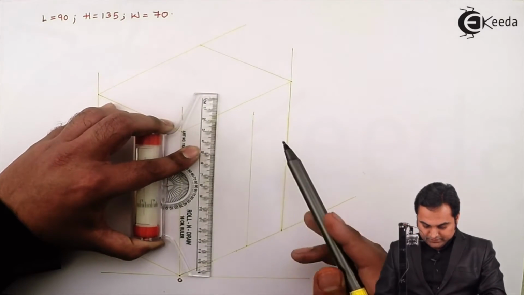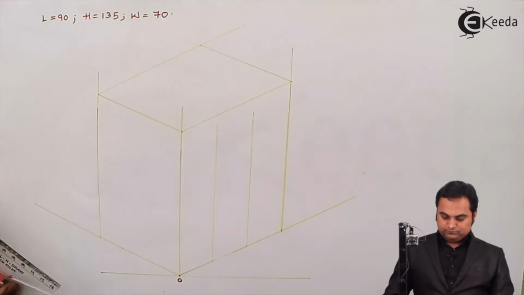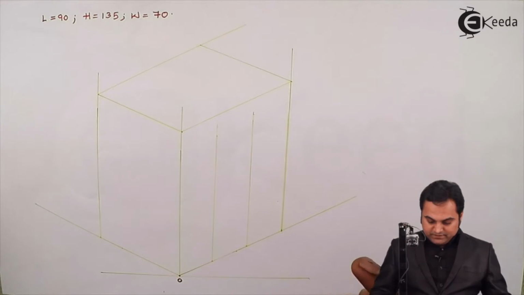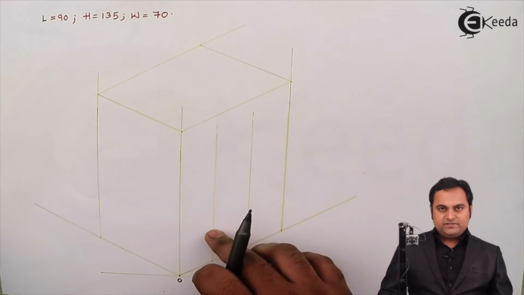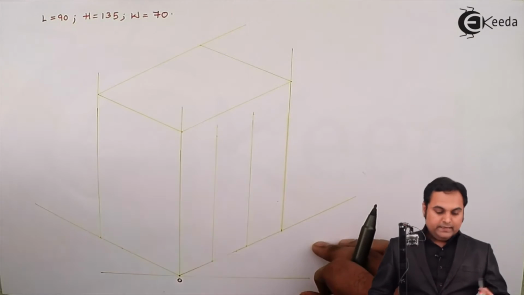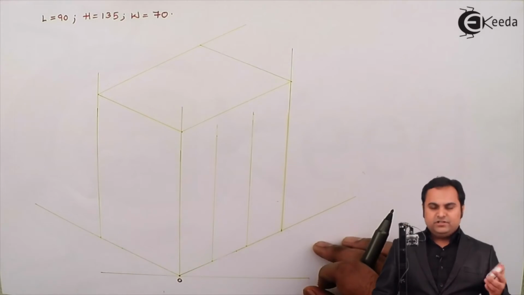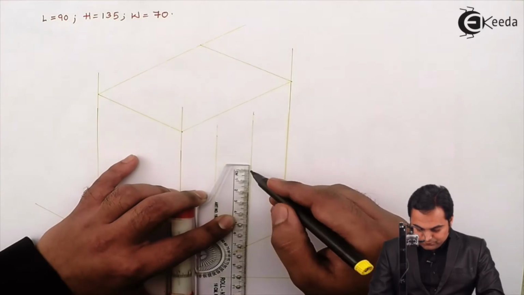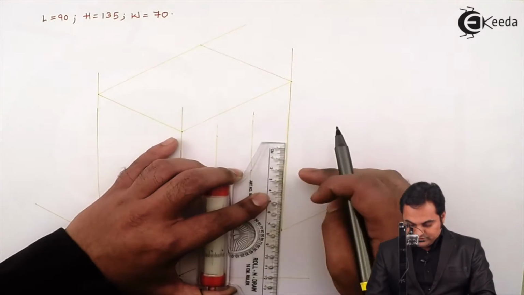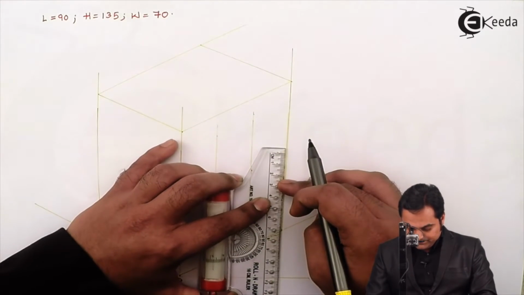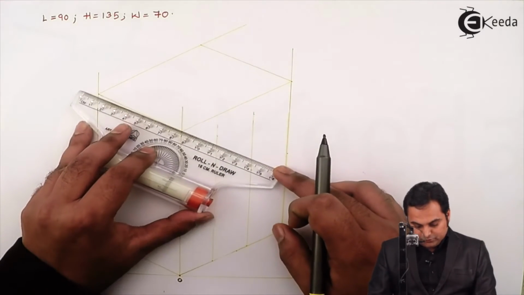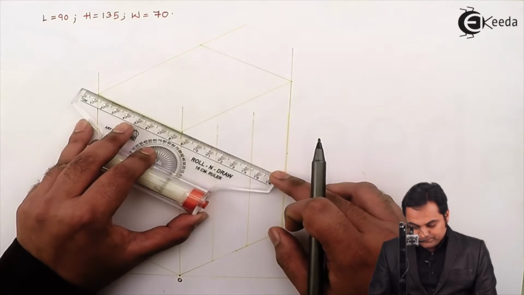Drawing light vertical lines through them. Then after reaching here, since the semicircle is there on both the sides, the diameter of the semicircle is 70 mm, so I'll be marking 70 mm here, 70 mm on the other side. Next, through these points I'm going to draw a line parallel to the width.